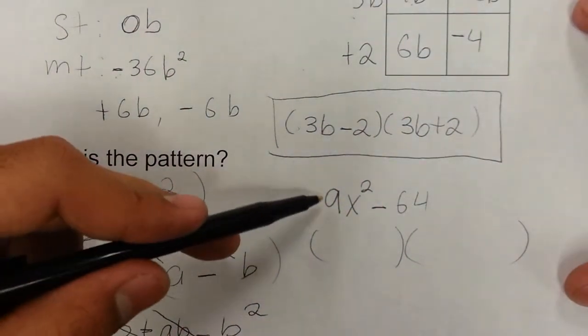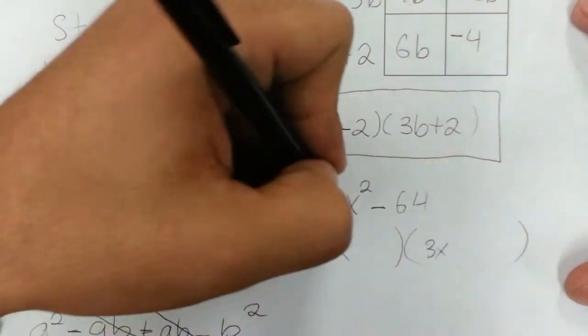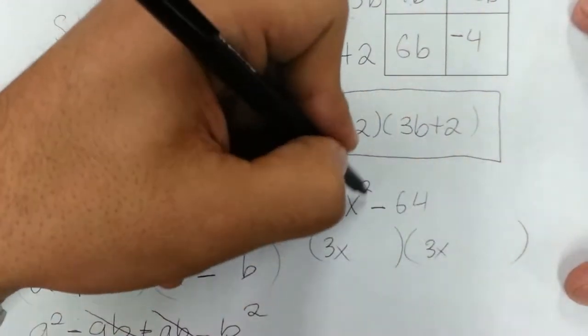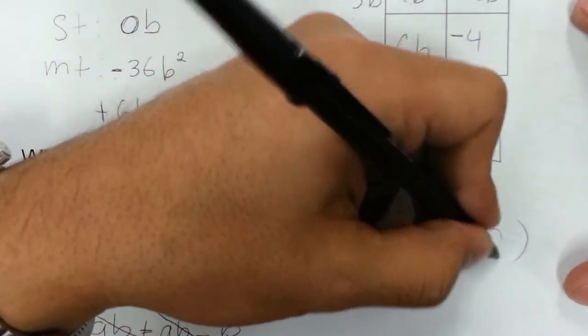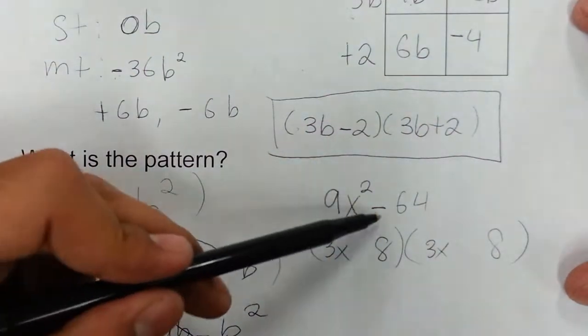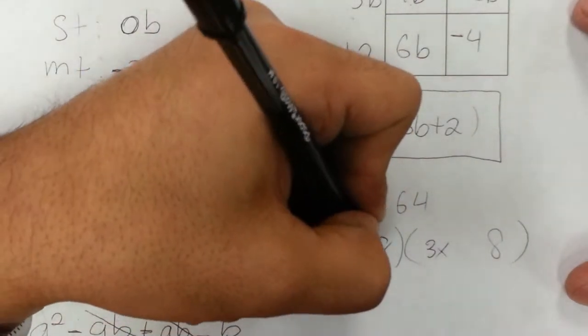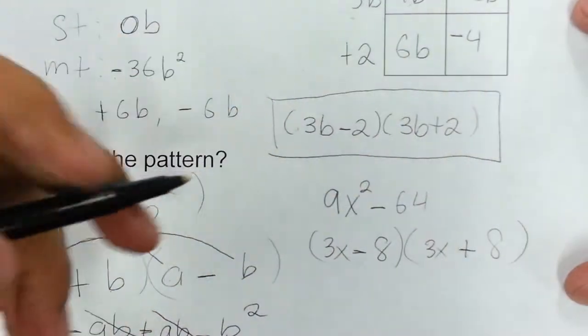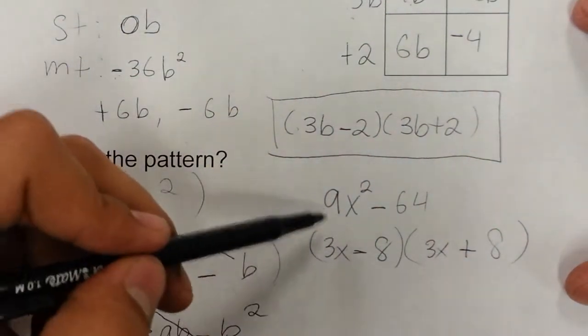And then let's think. For 9x squared, well, we've got a 3x and a 3x, since the square root of 9 is 3 and the square root of x squared is x. And then we need the square root of 64. That's going to show up as an 8 and an 8. Let's think. Since our 64 is our negative term, we're going to have a negative 8 and a positive 8. And this works out. We multiply these, we get our 9x squared.